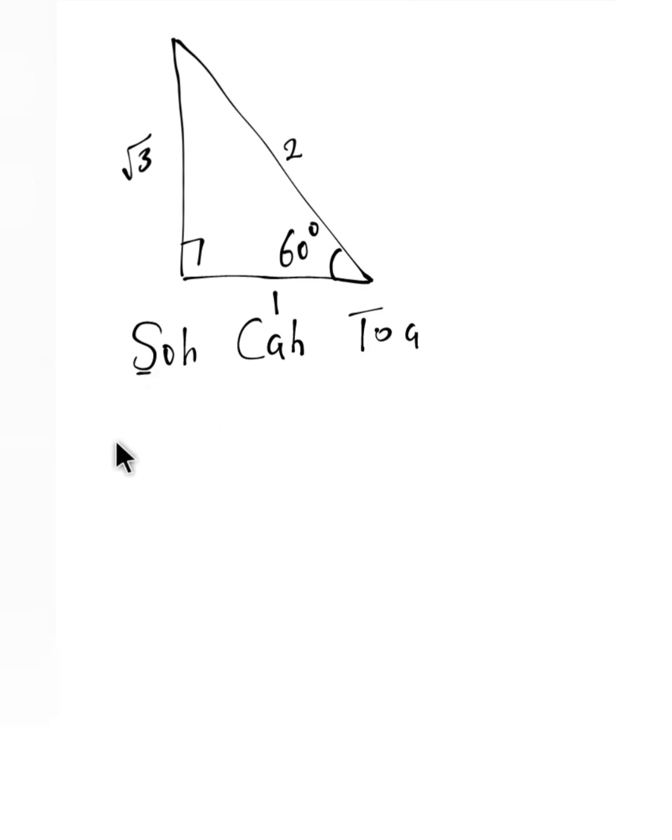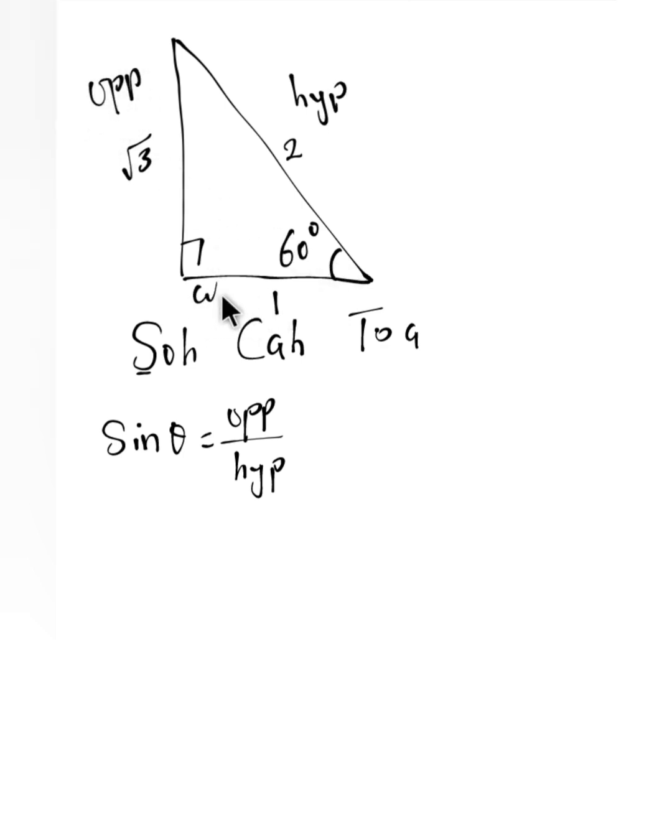For sine, which is S, sine theta is equal to O, opposite, over H, hypotenuse. Hypotenuse is the longest side. The side that is opposite the angle is the opposite, and the last part is the adjacent. Applying this, we have that sine 60 degree is equal to opposite, which is root 3, over hypotenuse, which is 2.